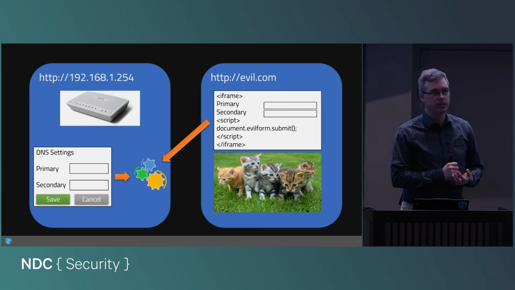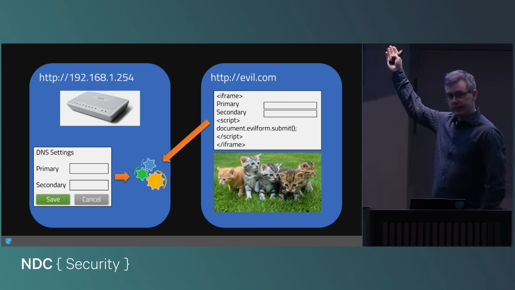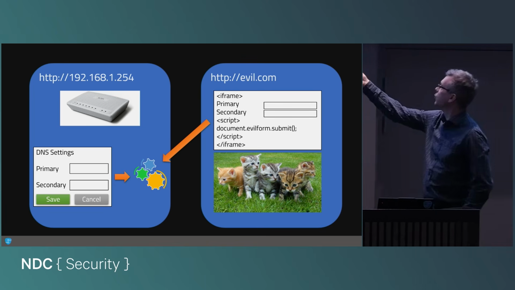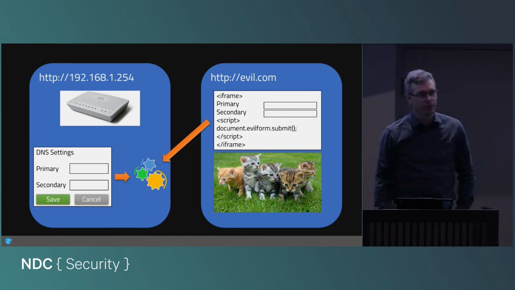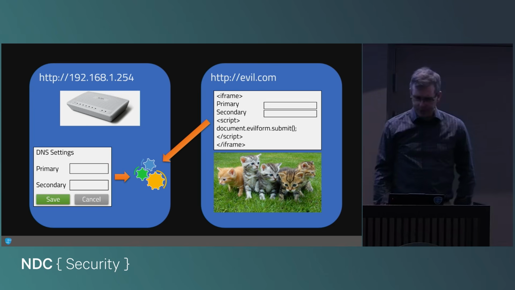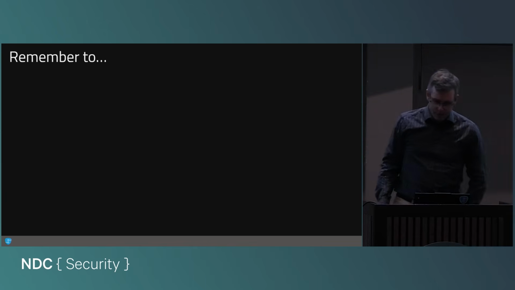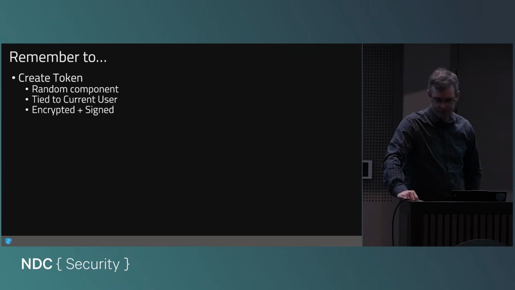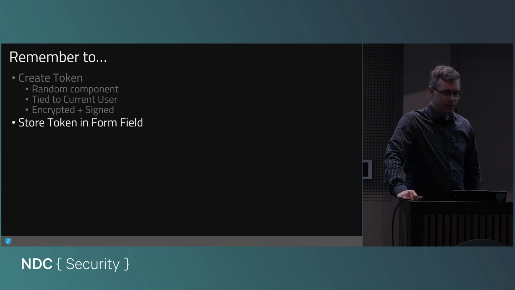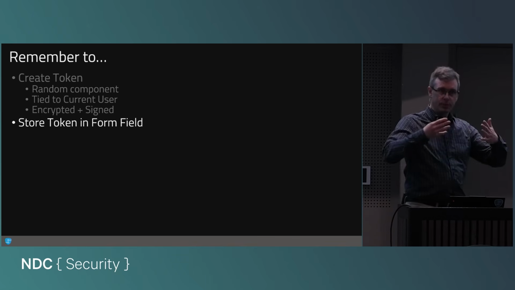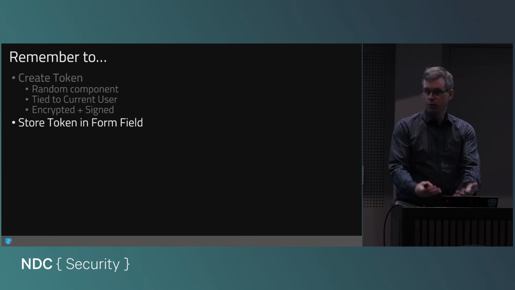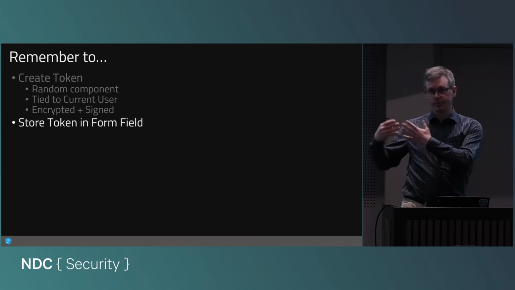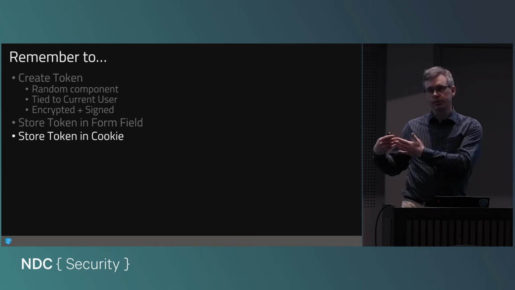And the problem here is that the modem failed to validate that it's actually this form that was posted and not some similar form from somewhere else. To protect against this, the usual way to do it is to create a token with a random component. It is also of benefit to tie it to the current user, and then you can encrypt and sign it to make sure the token has integrity. Then the token is stored in the form field. So when the browser loads the form from the modem, it includes this token and also stores the token in a cookie.